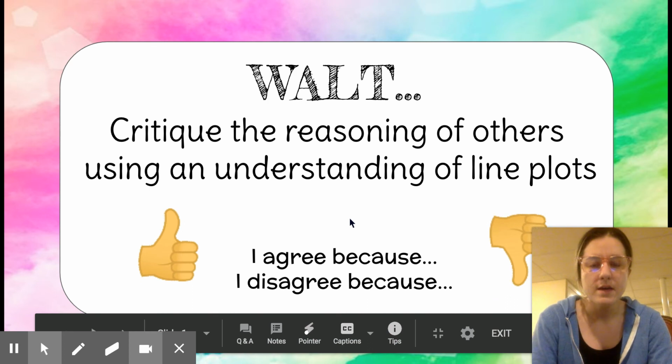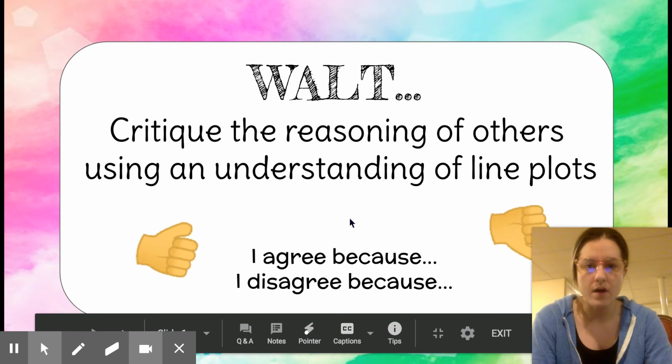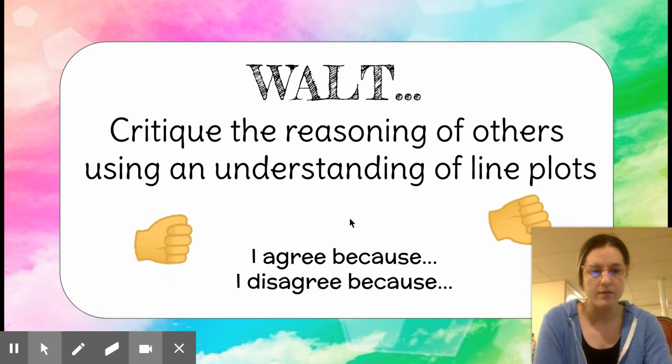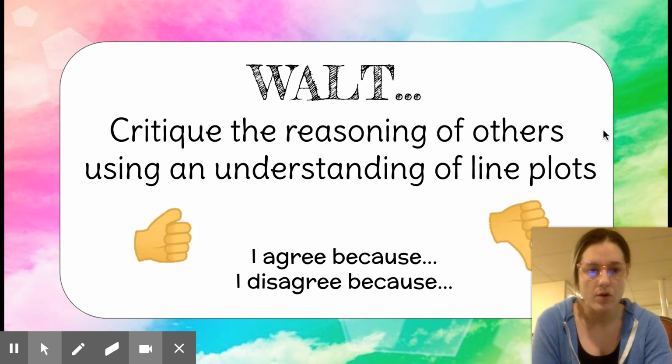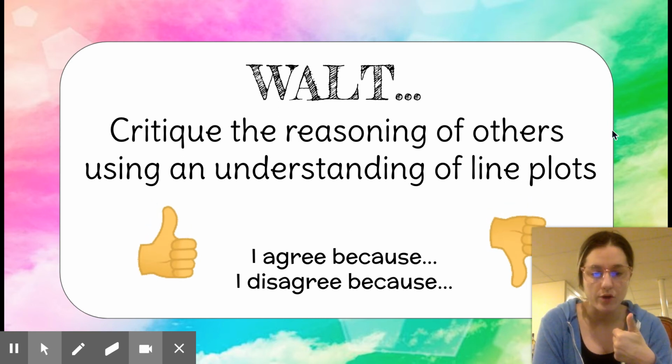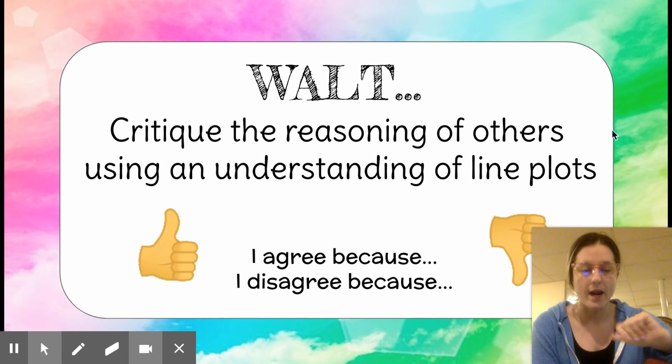So our WALT is to critique the reasoning of others using an understanding of line plots. So using what we know about line plots to say whether we agree with someone or we disagree and why.